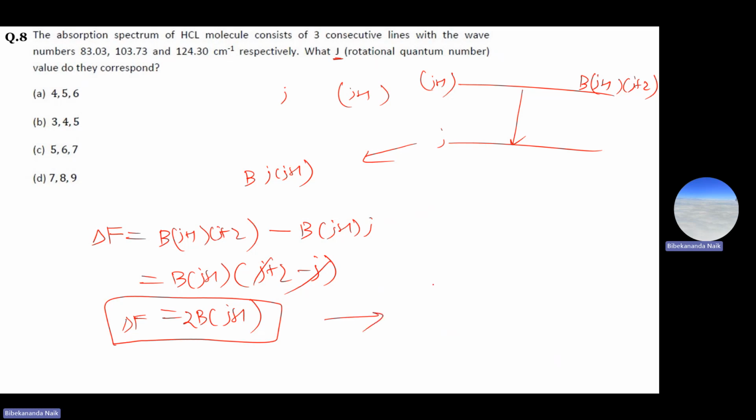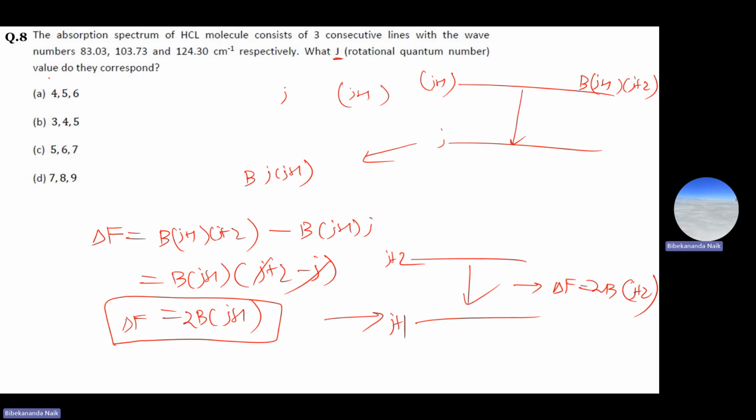Similarly, if the transition occurs from J plus 2 to J plus 1, then what will be the value of delta F? Delta F will be 2B. You see here there are two values, J and J plus 1. The higher value is reflected in the expression, so here again the higher value will be reflected. It will be 2B into J plus 2. Similarly, if the transition occurs from J plus 2 to J plus 3, then delta F will be 2B into J plus 3.